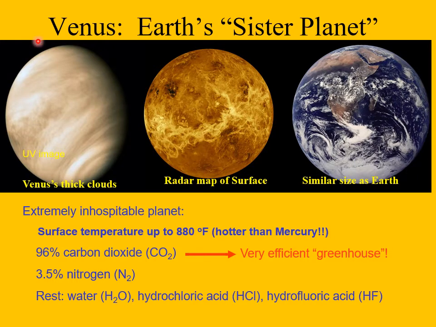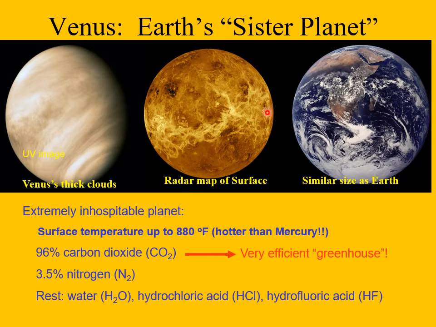Let's now turn to Venus, which is sometimes called Earth's sister planet. You can see that Venus and Earth are very similar in size. Earth is just a little bit bigger. Venus has thick clouds and a thick atmosphere, so from space we can't see the surface of Venus. All we see are its cloud layers.